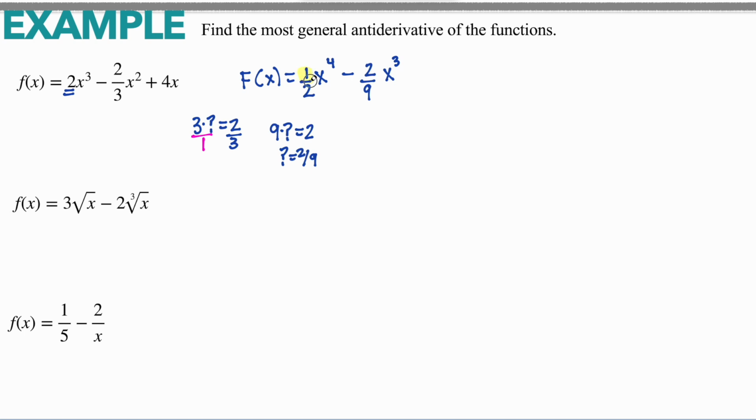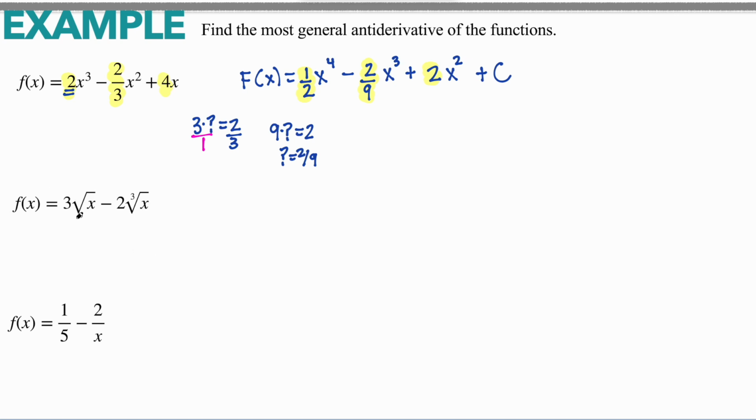So that is how I found 1/2, because 4 times a half gave me 2. 3 times 2/9 gave me 2/3. And now last, it's a plus. And if that's an x, that means it was an x squared. And 2 times what number gave me 4? And it's 2, because 2 times 2 gave me 4. And then again, because we did the antiderivative, there is a plus c.